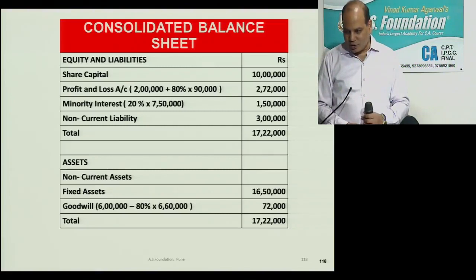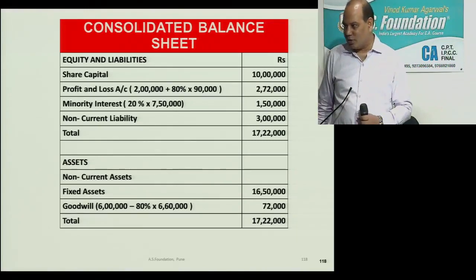Is it 16,50,000? And goodwill, right? How much was goodwill? Look at that journal entry. Take total of the asset side. Total. Is it tallied? It will tally if you give double effect properly.